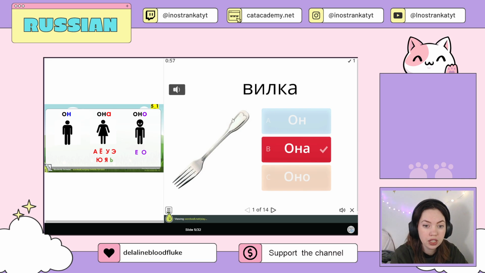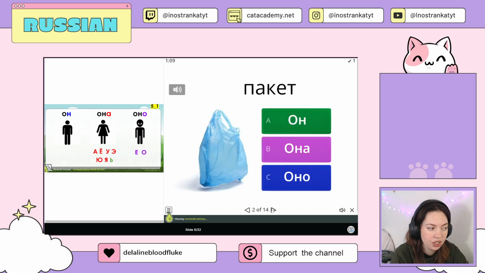So try to finish the exercise by yourself fast. Okay, as fast as possible. You get points for being fast and for having no mistakes. Пакет. Or you can just practice a little bit slower together with me. Пакет. Again, you can click on the sound icon to hear it.